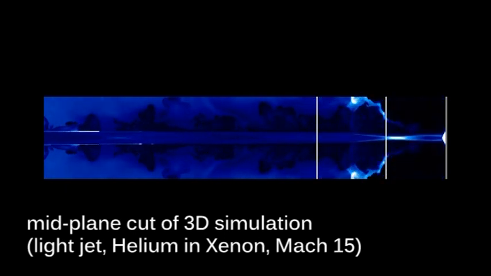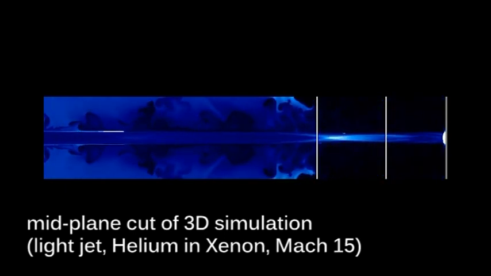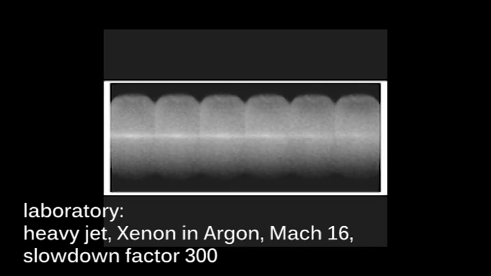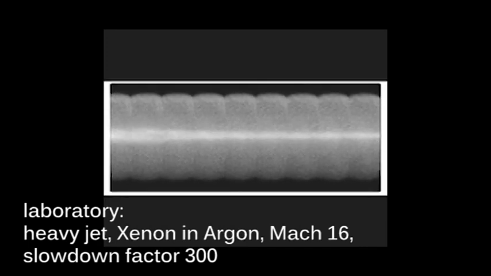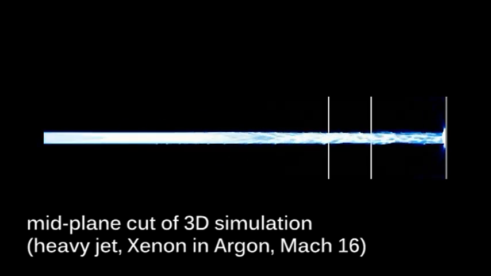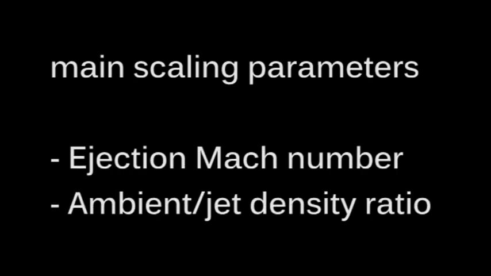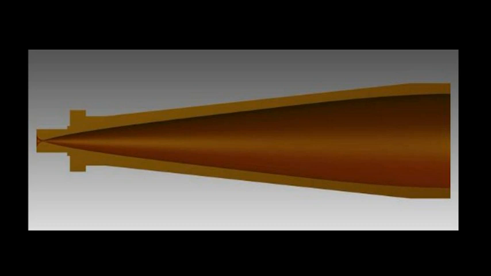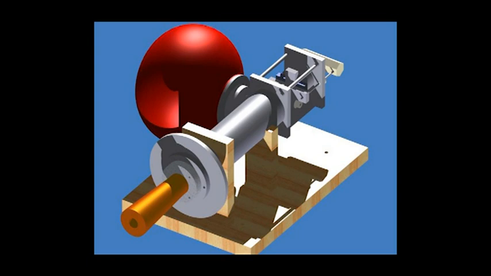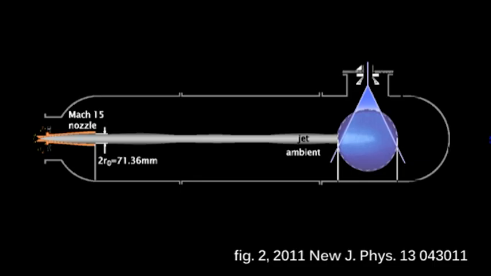The jets are quasi-isentropic, both lighter and heavier than the ambient, and meet the two main scaling parameter requirements for protostellar jets: the ejection Mach number and the ambient-jet density ratio. The flows that we can observe are obtained from a Laval nozzle, and they propagate along a cylindrical vacuum vessel.